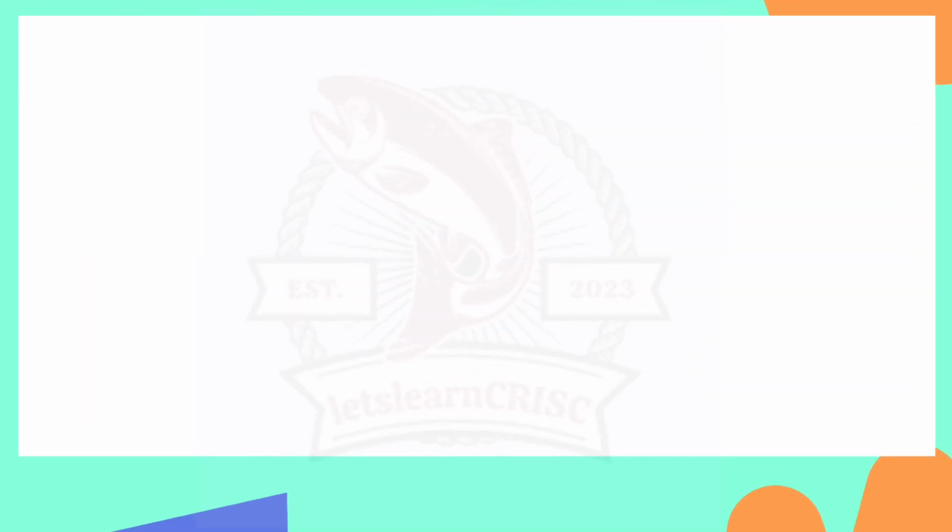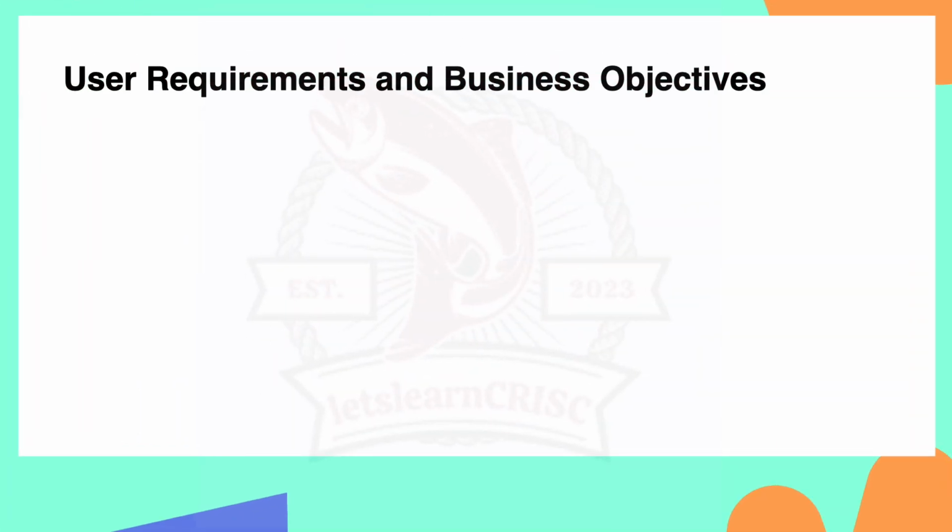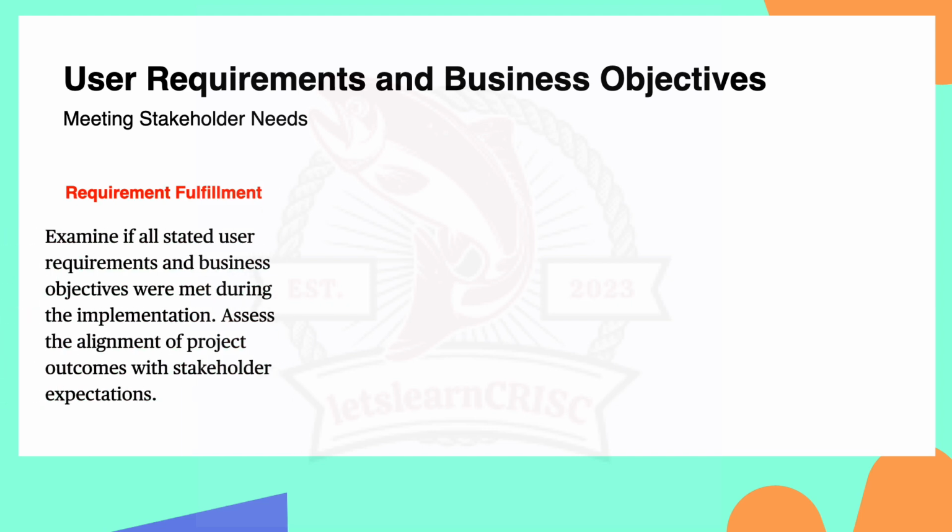Moving next, we'll discuss the user requirements and the business objectives. First, the requirement fulfillment. Friends, the thing to consider here is to check if all the stated user requirements and the business objectives were met. It's like ensuring that all the items on a shopping list were successfully picked up. Or did the project deliver what was expected?